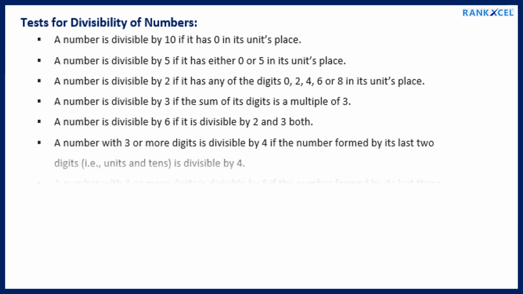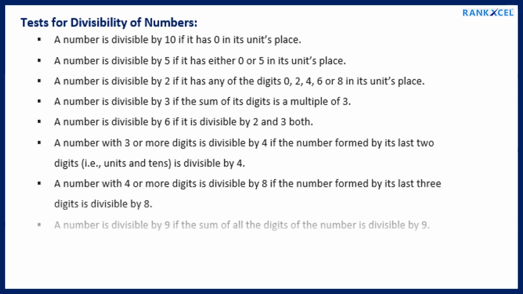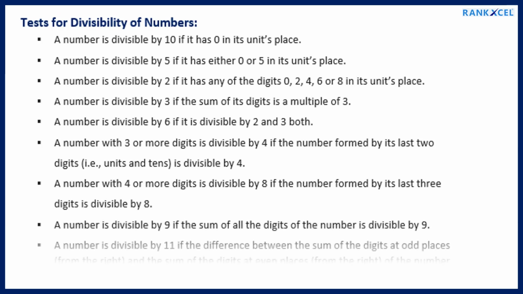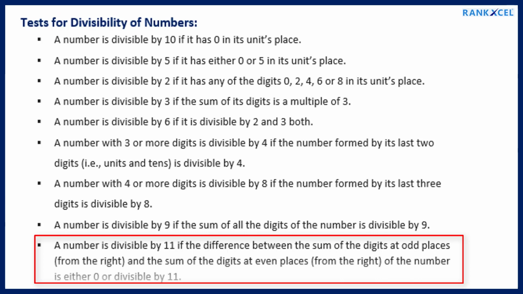A number with 3 or more digits is divisible by 4 if the number formed by its last 2 digits, units and tens, is divisible by 4. A number with 4 or more digits is divisible by 8 if the number formed by its last 3 digits is divisible by 8. A number is divisible by 9 if the sum of all the digits of the number is divisible by 9. A number is divisible by 11 if the difference between the sum of the digits at odd places, from the right, and the sum of the digits at even places, from the right, of the number is either 0 or divisible by 11.